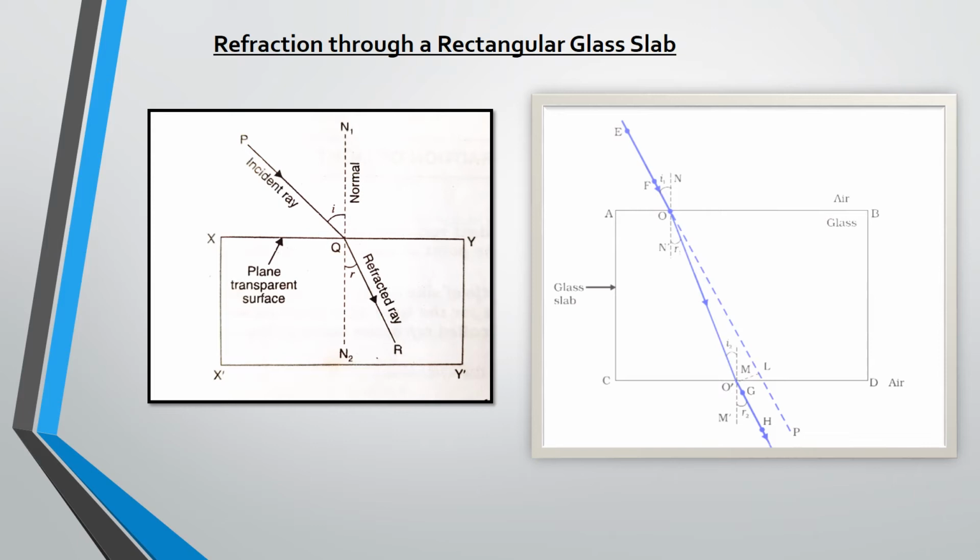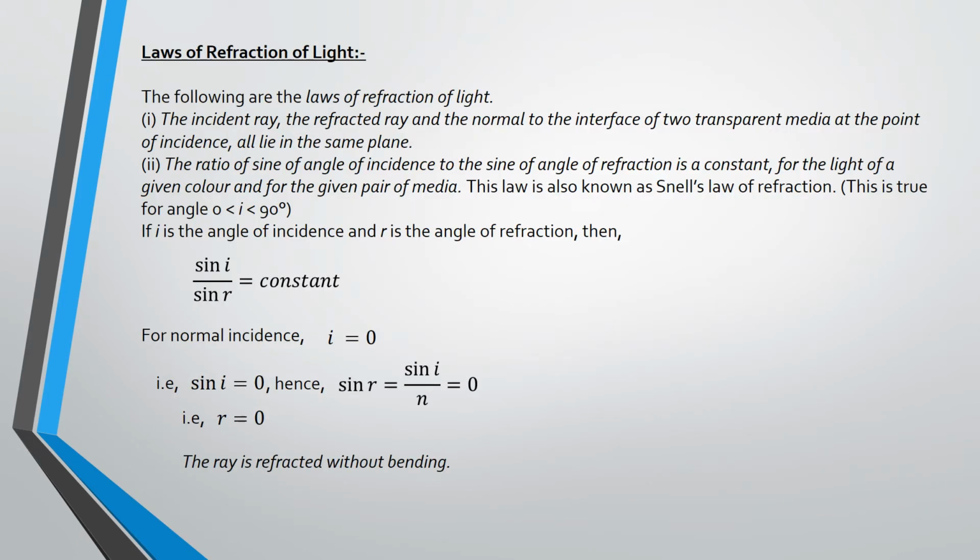Now, laws of refraction of light. The following are the laws of refraction of light. First law: the incident ray, the refracted ray and the normal to the interface of two transparent media at the point of incidence all lie in the same plane. Second law: the ratio of sine of angle of incidence to the sine of angle of refraction is a constant for the light of a given color and for the given pair of media. This law is also known as Snell's law of refraction.